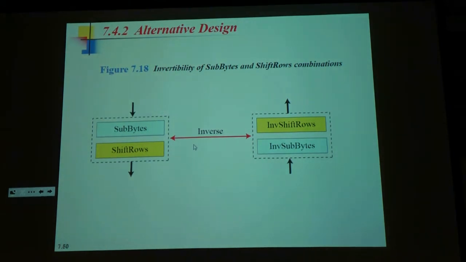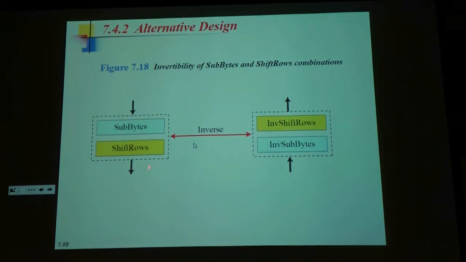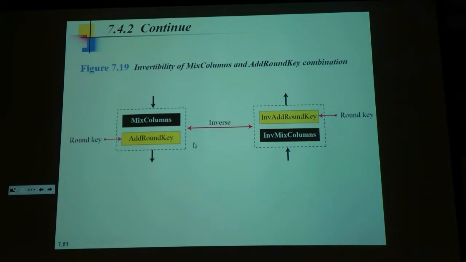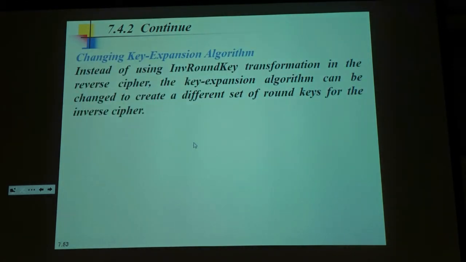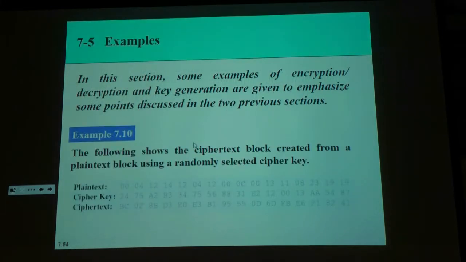The alternative design is to have sub byte and then shift rows, and then inverse sub byte and inverse shift rows. Okay, you could do that. You could have mix columns and inverse mix columns; two designs, both are good. Like in here, for example, you have mix columns, mix columns, mix columns. So these are some examples to see the strength of it.